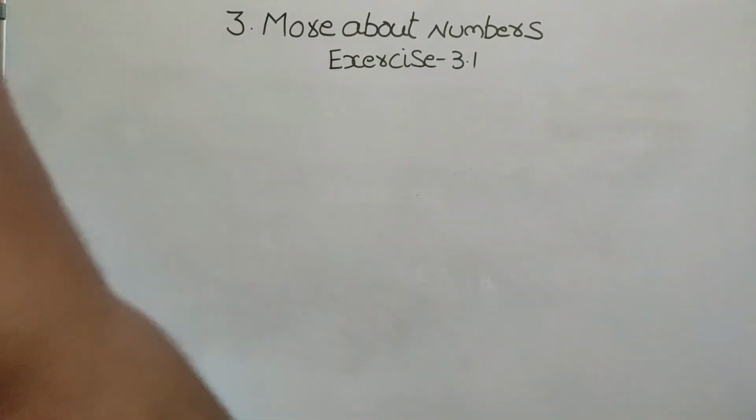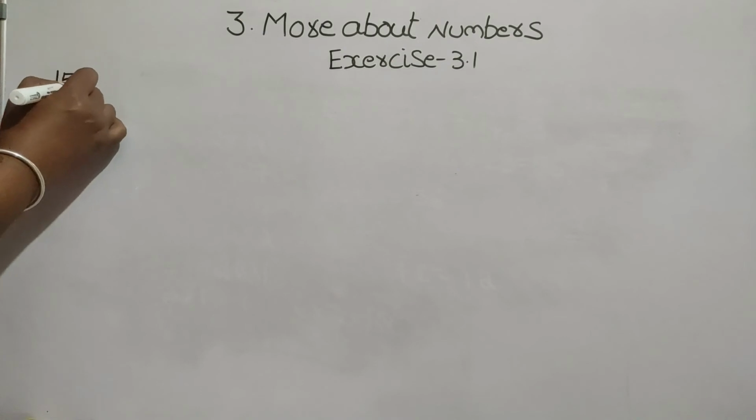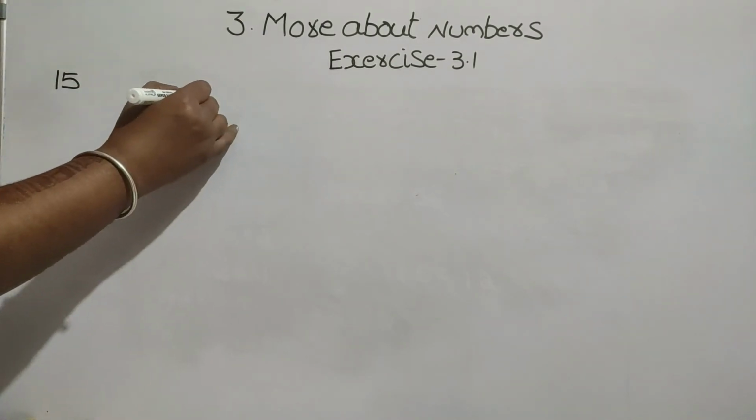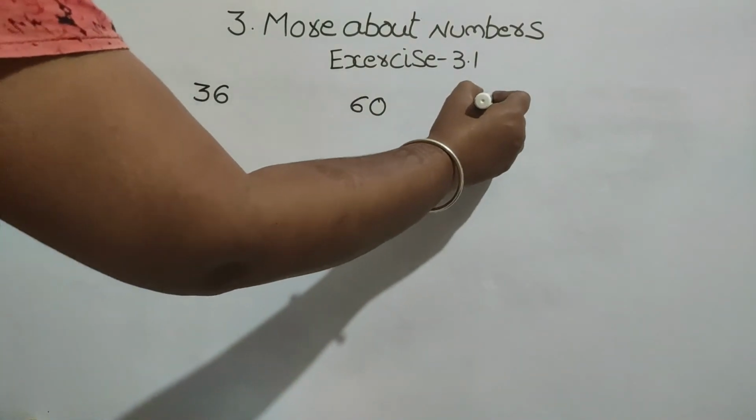Write all the factors of the below numbers. What are the numbers they gave? How to find the factors? The first question is 15, 36, 60 and 75.